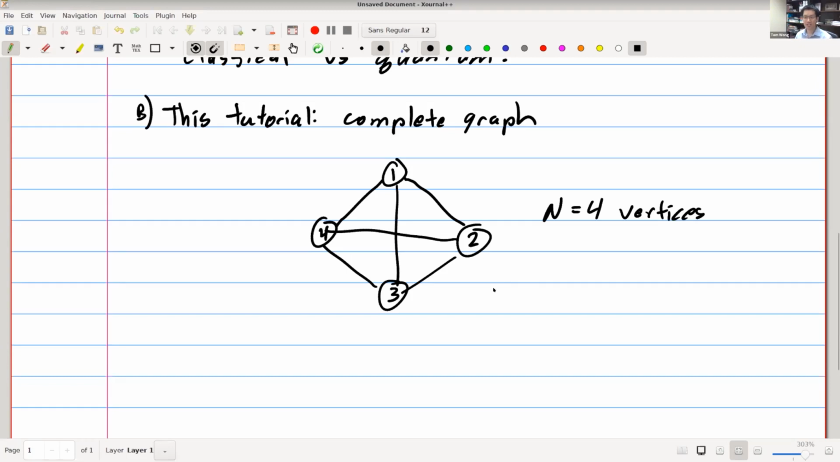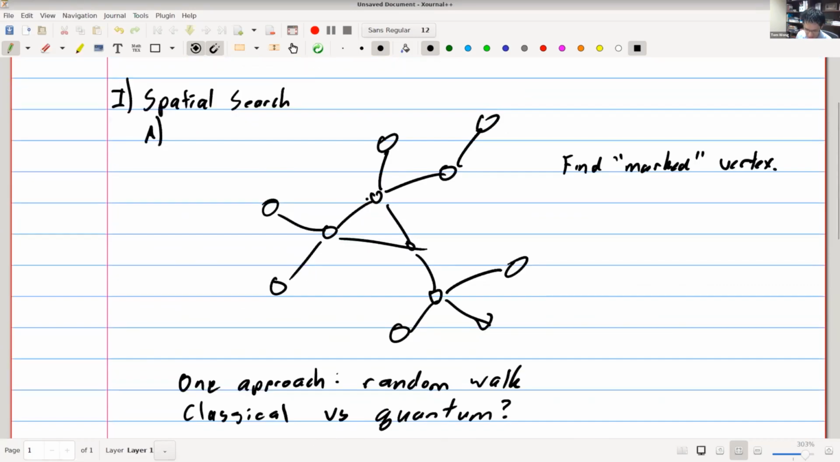To answer a couple of questions, one question was, are walks allowed to revisit nodes? Yes. If you're jumping around at random, even on this network, you could jump back to a node that you've already visited before. So that's allowable.